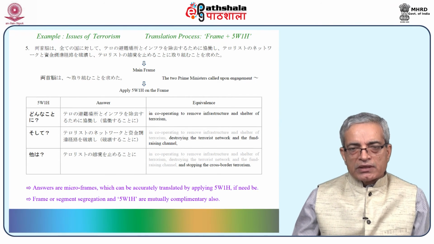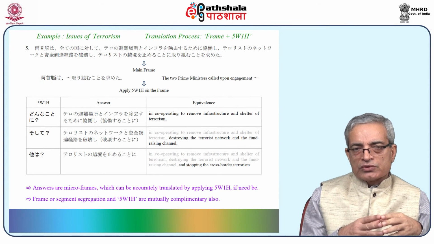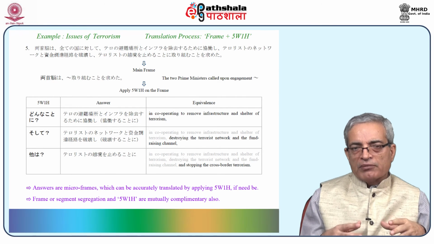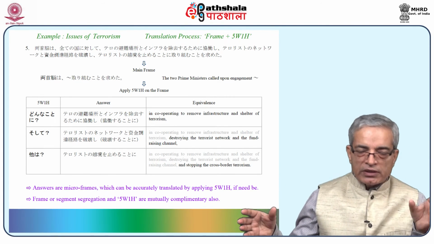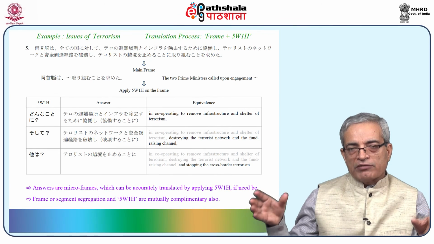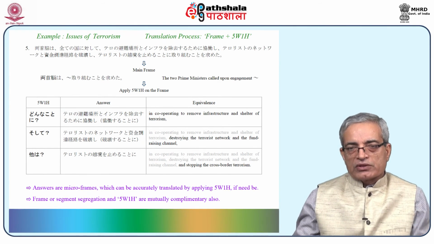Frame or segment segregation and 5W1H are mutually complementary. That means when the frame or segment segregation is done, then 5W1H is asked. You can use 5W1H to segregate the segment of the frame, and vice versa, that this process helps you in the 5W1H also.